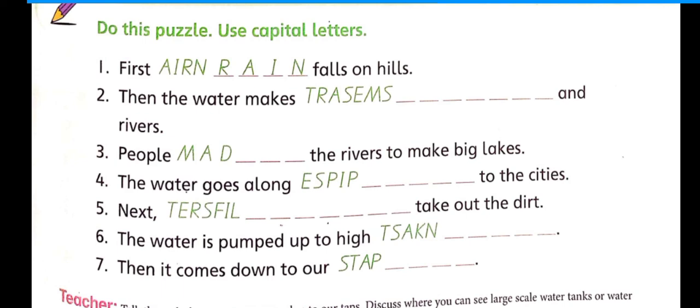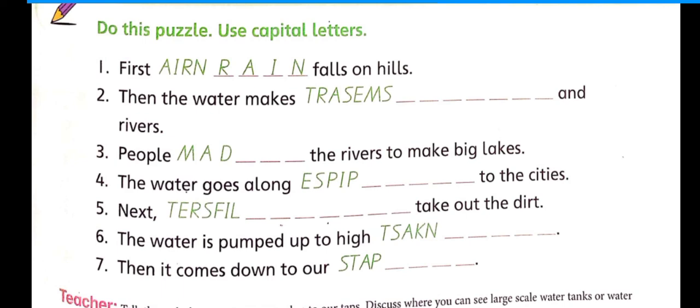Then it comes down to our, from where are we getting water in our homes? Oh, it's very easy. We are just turning on our taps. Exactly. So here we will write down the spelling in the last blank. Taps. T-A-P-S. Taps. So I hope that you all have done the exercise.